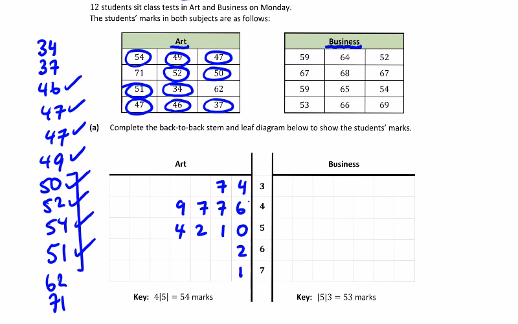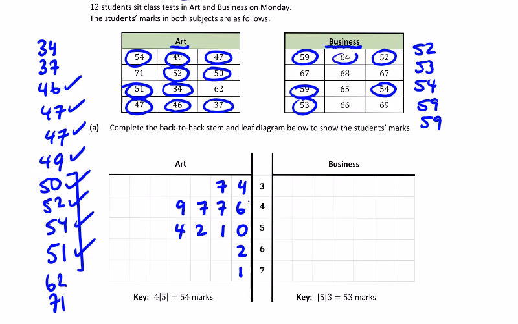If we do something similar for business, it looks like 52 might be the lowest: 52, 53, 54. I know the temptation is to throw them onto the diagram, but take your time. Then we have a 59 and a 59. The rest of them are all in the 60s, so they're much closer together.